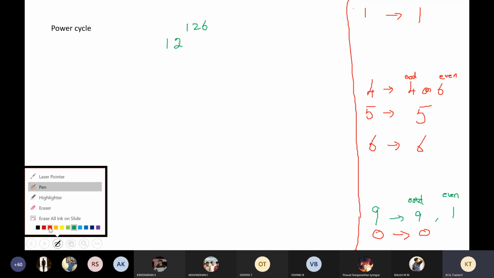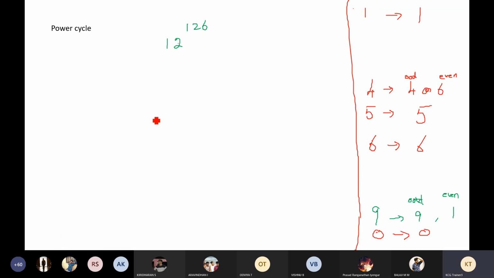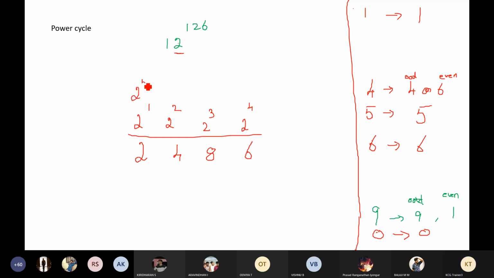So, guys, listen here. For those of you who do not remember, let's look at what happens to the last digits of the powers of 2. 2 power 1 is 2. 2 square is 4. 2 cube is 8. 2 power 4 is 16, so 6. 2 power 5 is 32. 2 power 6 is 64. 2 power 7 is 128. 2 power 8 is 256, then 512, then 1024. It goes on like this.